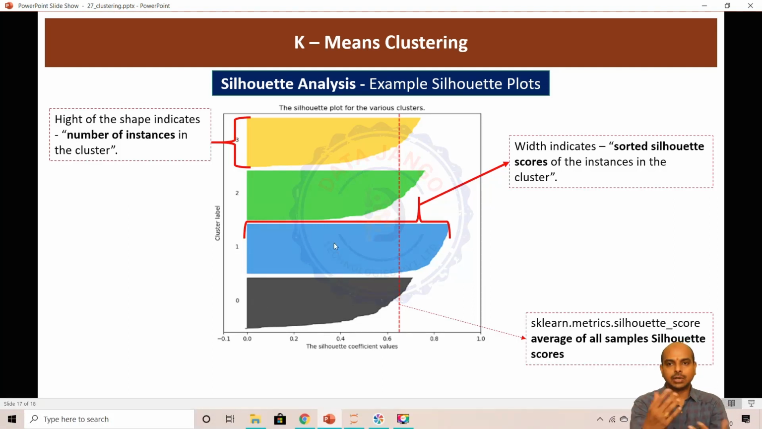So in silhouette analysis, n number of columns you may have, but after calculating silhouette scores, you can do this plot and understand how exactly data got split. If the heights are similar, then the data is split into equal sized clusters or groups.